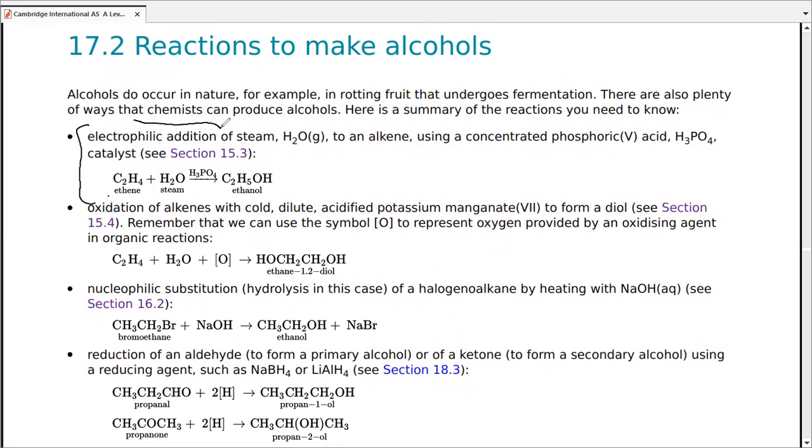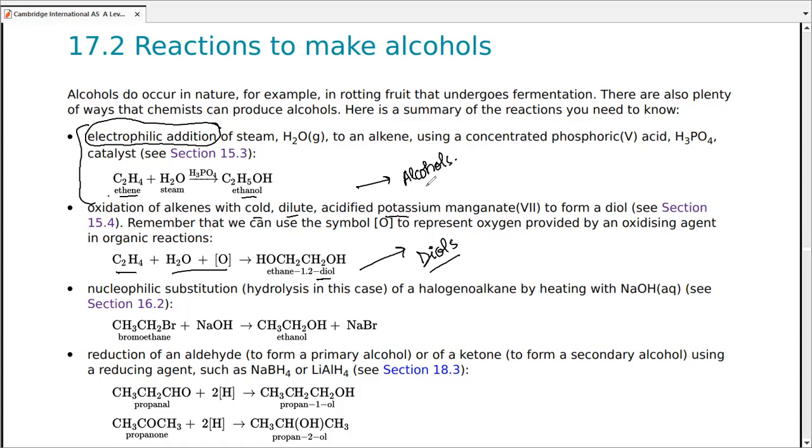But remember that the mechanism followed was electrophilic addition, right? So it converted an alkene into an alcohol. Also, we were able to oxidize alkenes with the help of strong oxidizing agents such as cold dilute acidified potassium manganate(VII) to convert them into alcohols. And we formed diols in the process. Remember, these are alcohols that we formed with hydration of alkene, and with oxidation, we are able to form diols, a specific category of alcohols.